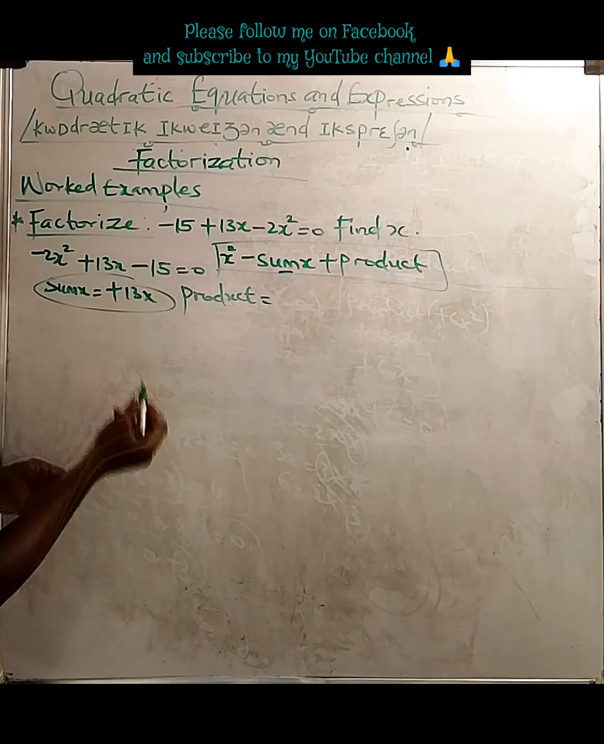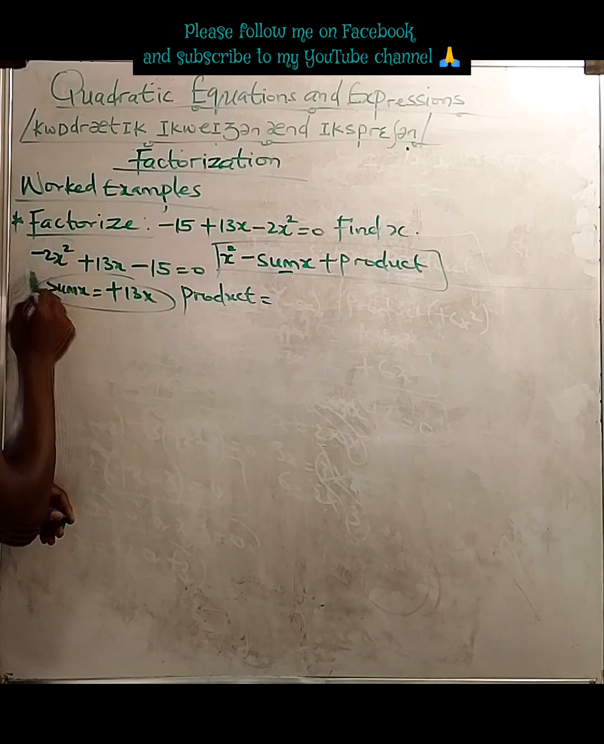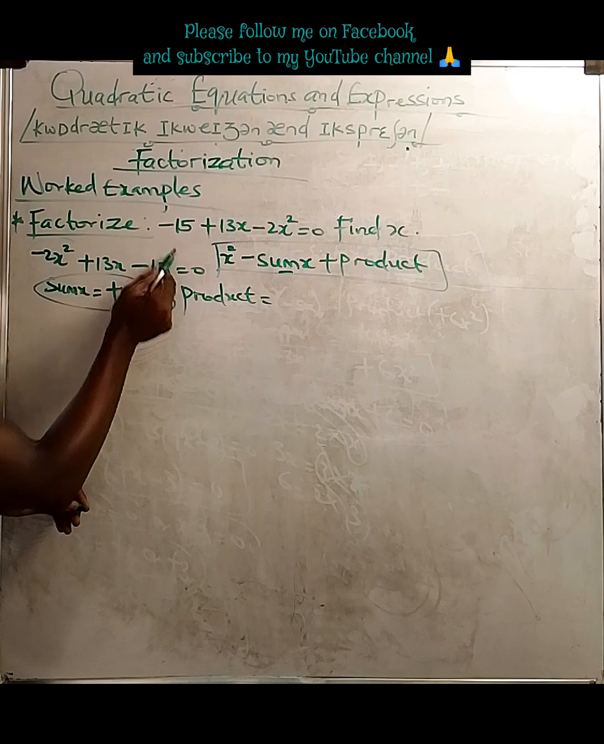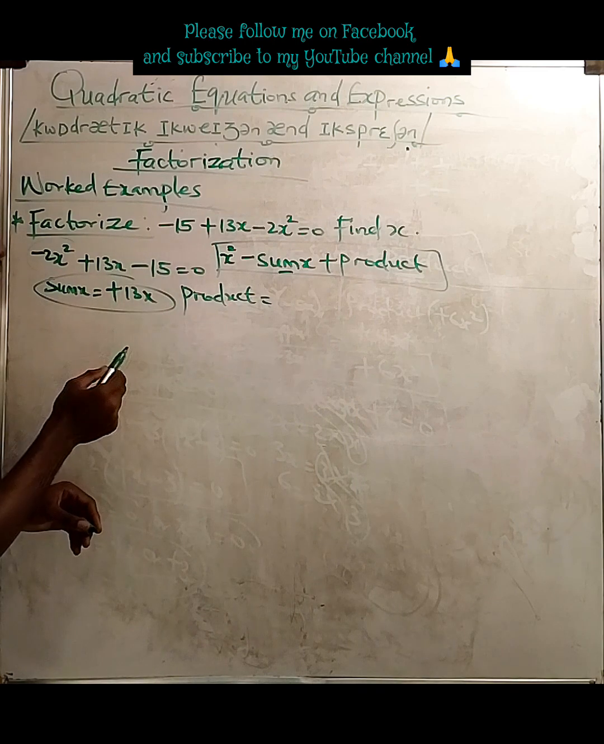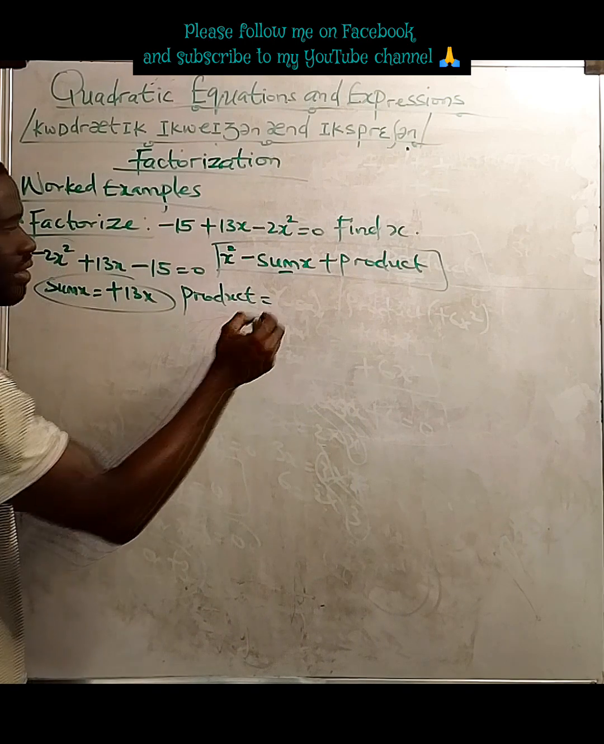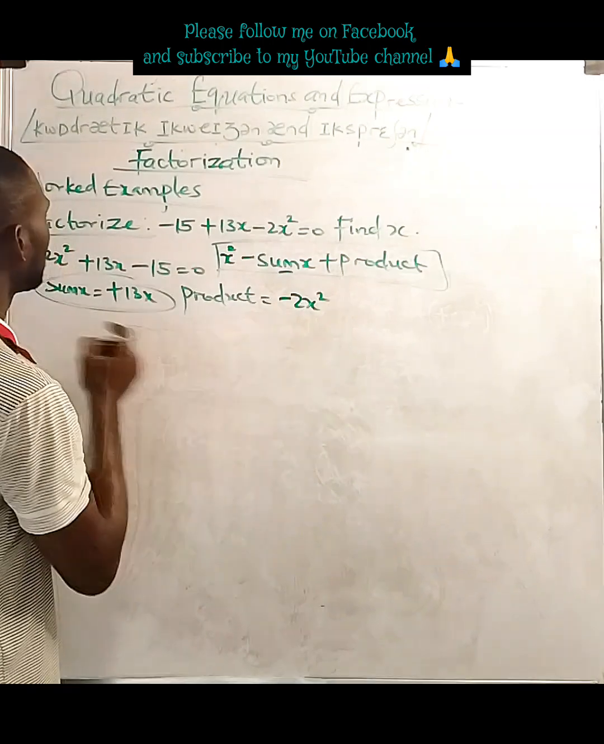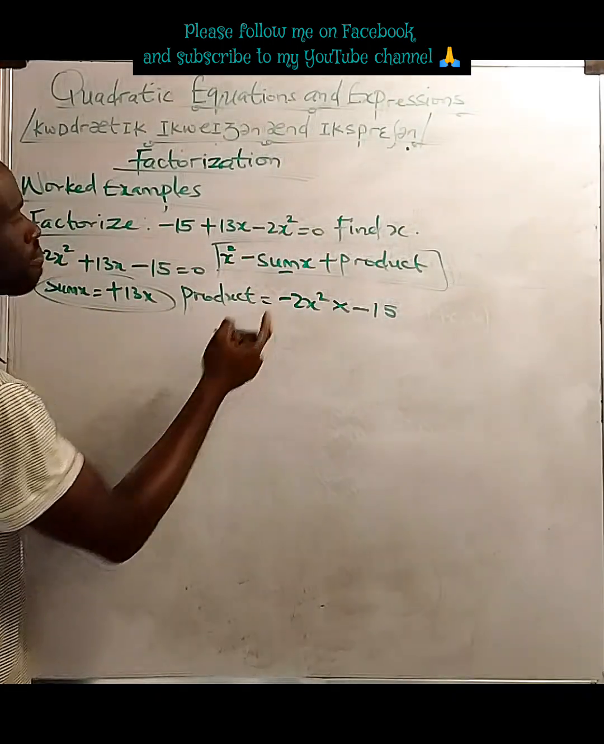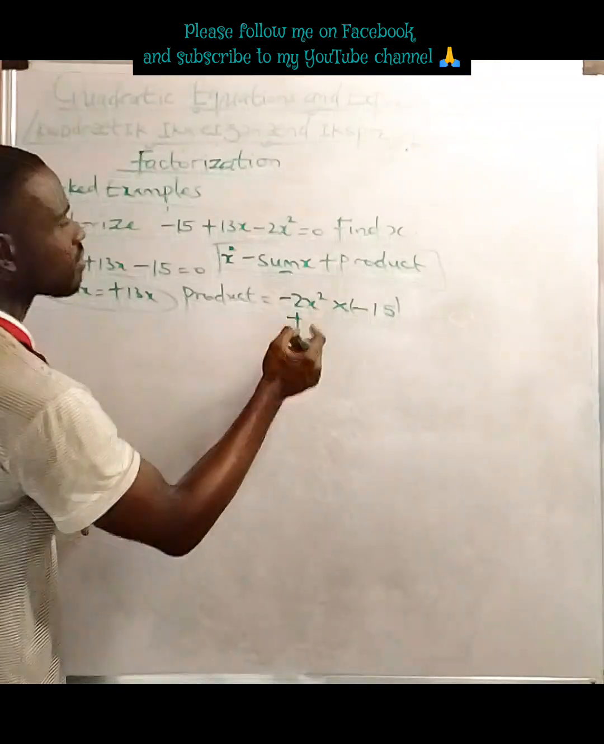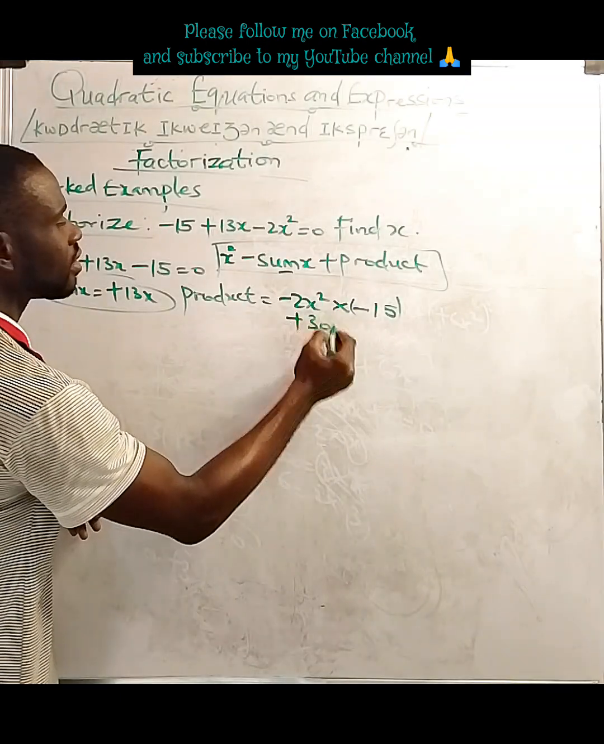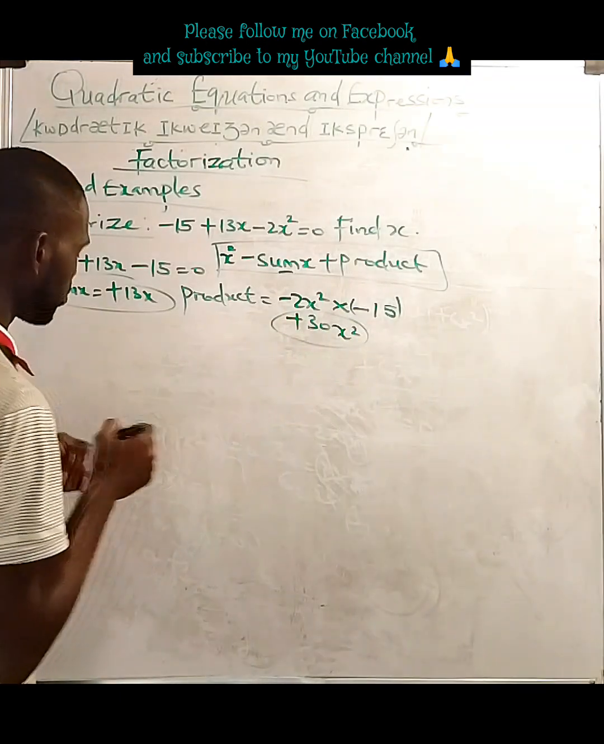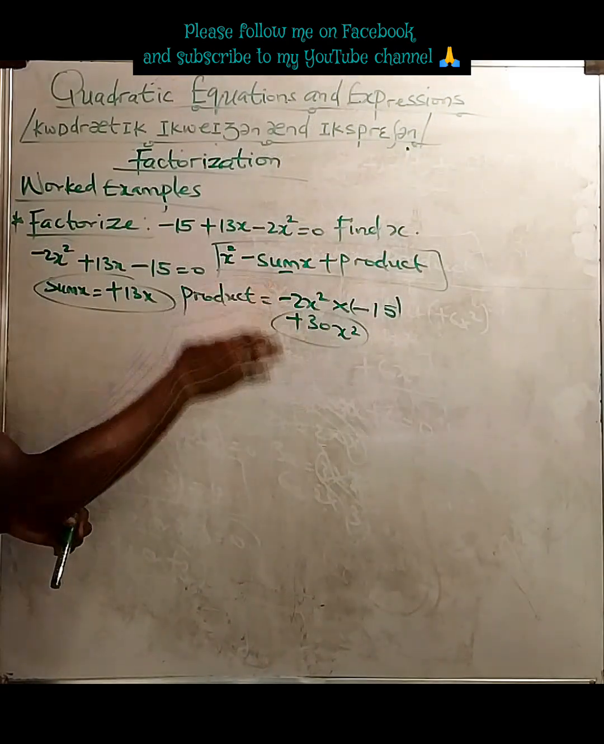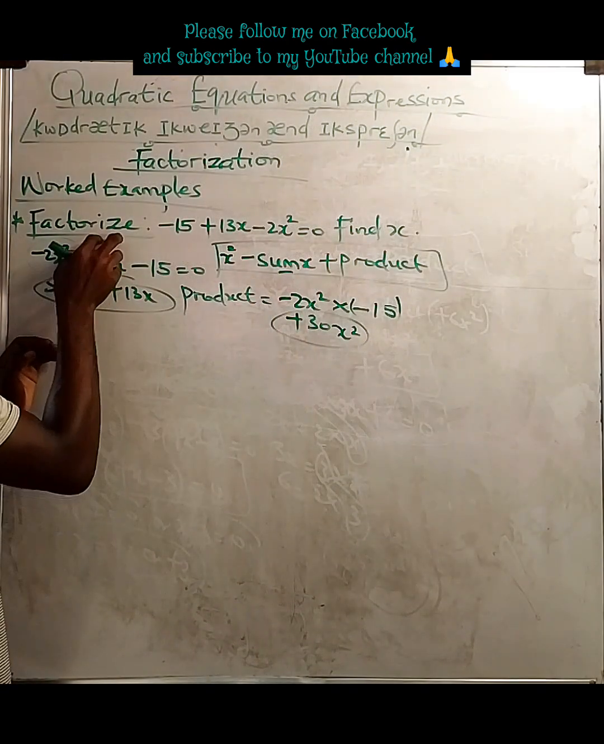Then the product. What's the product? How do we get the product? We're going to take the a, everyone in the first section. We're going to use it to multiply everyone in the third section. So minus 2x squared, please be careful with the signs, times minus 15. Minus 2x squared times minus 15. Minus times minus gives us plus. 2 times 15 is 30x squared. So what's the product? The product is plus 30x squared. The sum is what we have right at the middle.